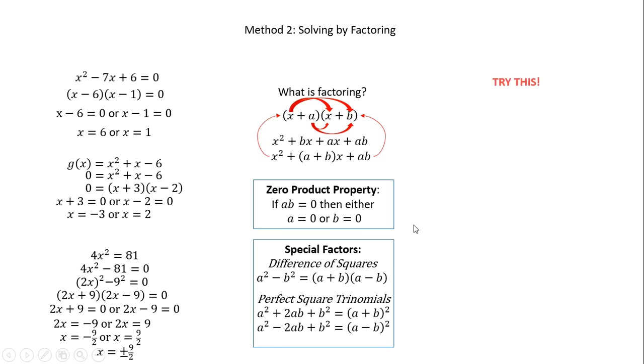Let's try a couple. So the first one that you're going to try, f of x equals x squared plus 4x minus 5. All right, see if you can solve it by factoring. Go ahead and pause the video and push play when you think you have an answer.